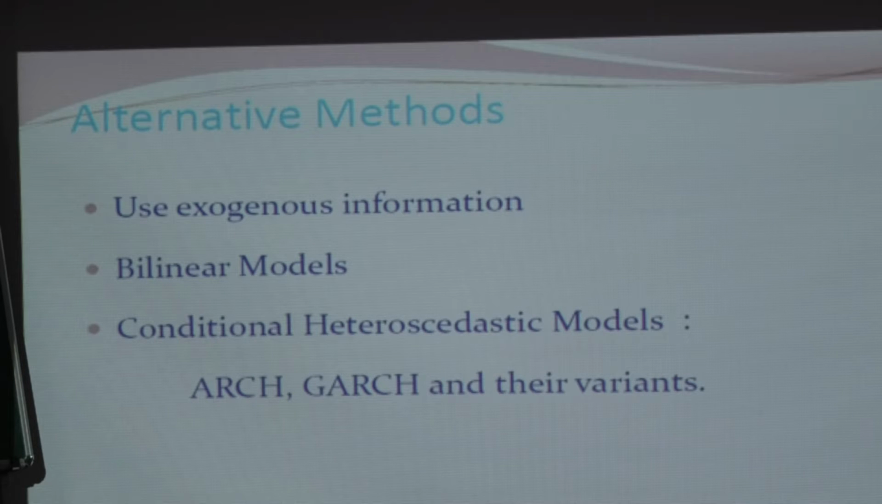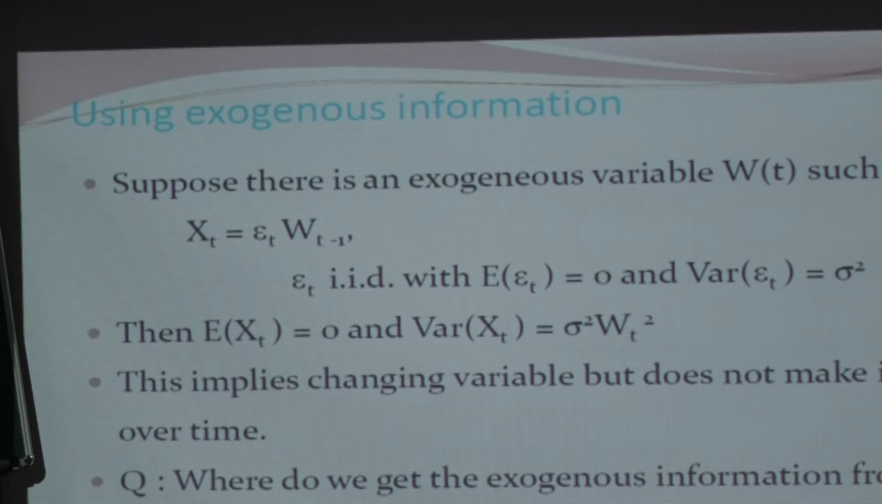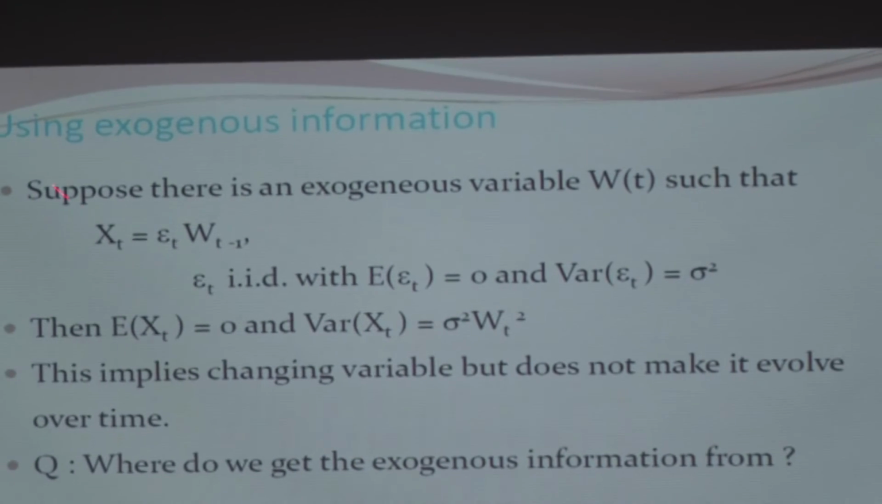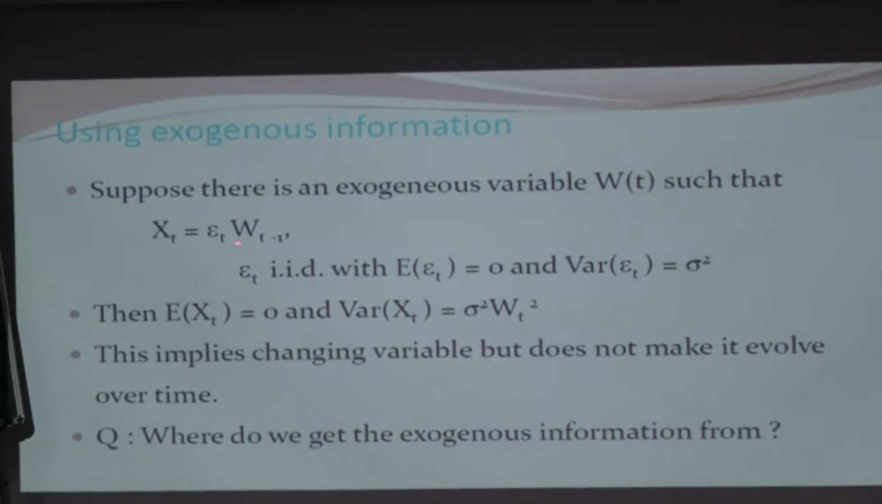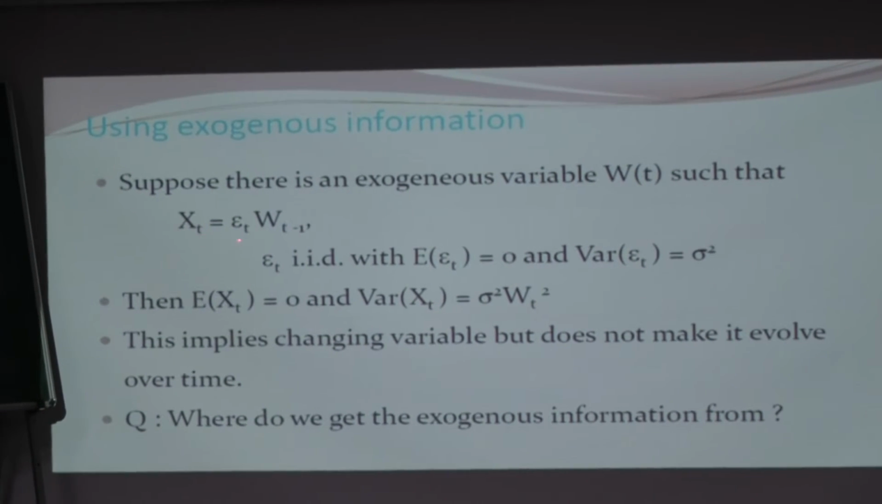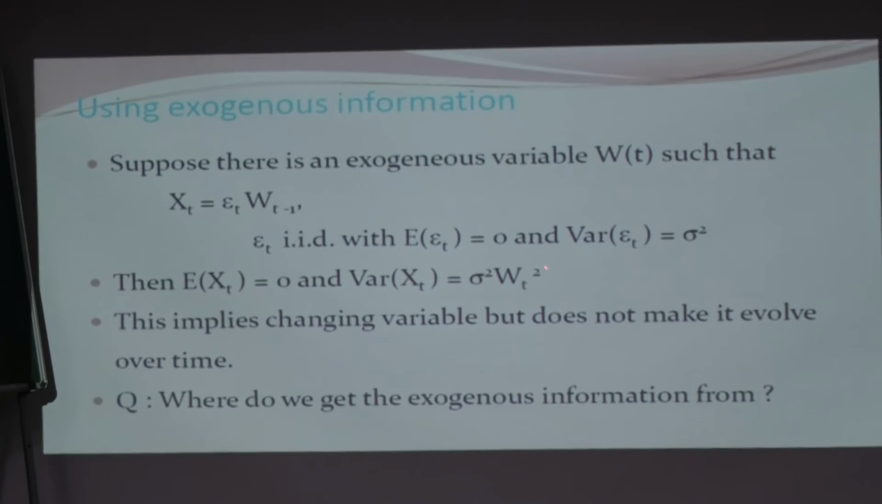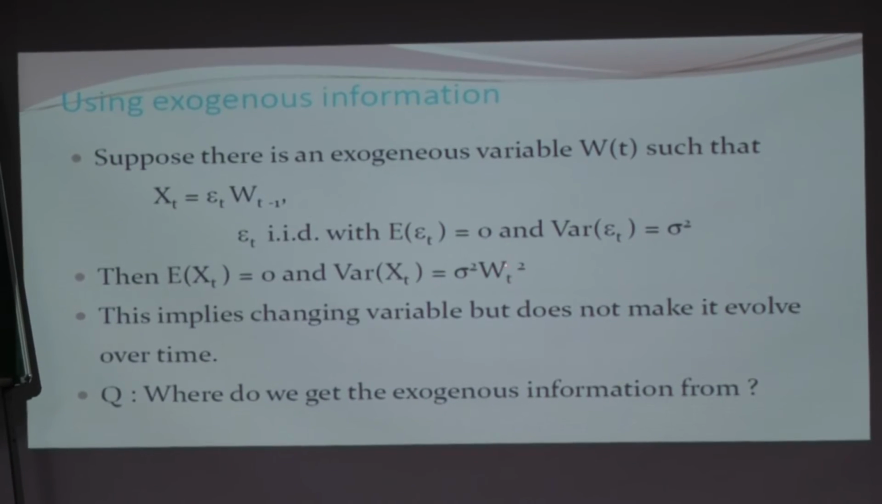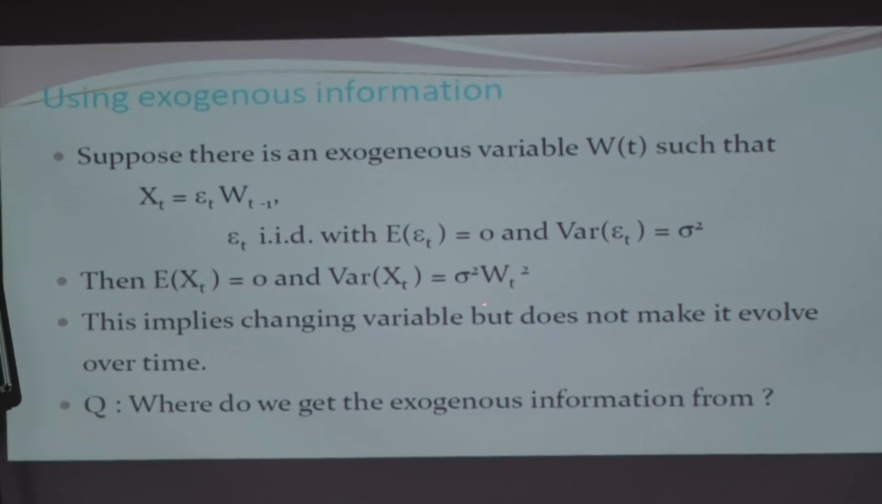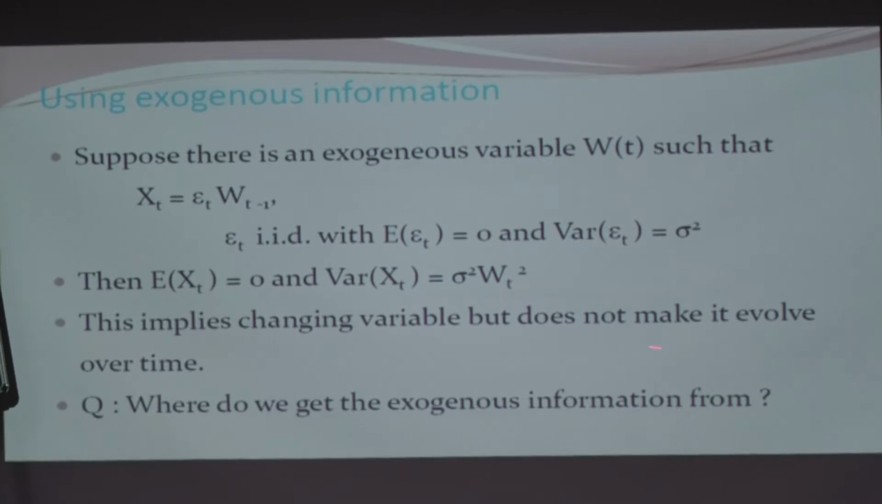I will give you one or two examples for this later on, but let me stick to the ARCH model. So firstly, they started with the exogenous information. Xt is epsilon Wt. I am assuming that this is mean stationary, epsilon T Wt minus 1, and you can show that the variance becomes sigma square Wt. So it depends on Wt, it's random depending on this, but this is exogenous information. Where do we get this from? That's a question. It's another series that you will have to find, and it sometimes becomes difficult to do this. So they didn't stick to this.